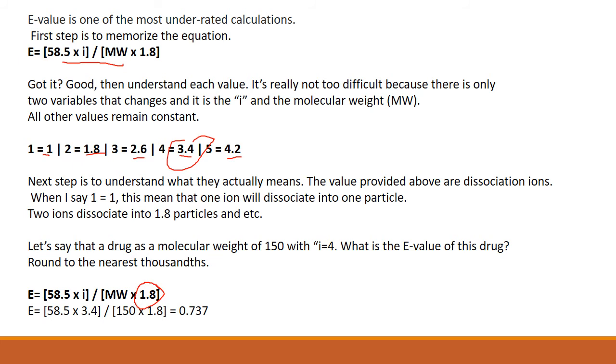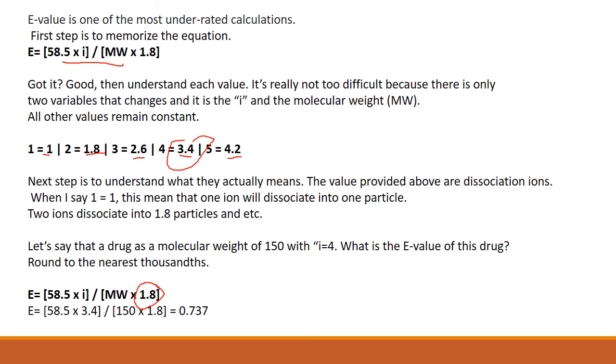The next step is to understand what they actually mean. The value provided above is for the dissociating ions. When we say one ion, it is equal to 1. This means that one ion will dissociate into one particle. Two ions dissociate into 1.8 particles. So let's say that a drug's molecular weight is 150 with an ion factor or dissociation factor of 4.